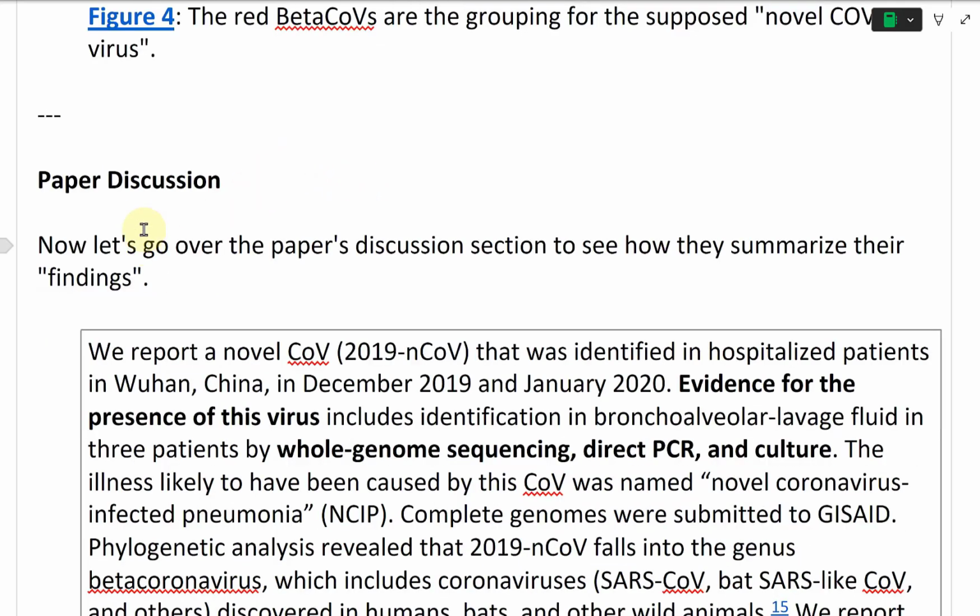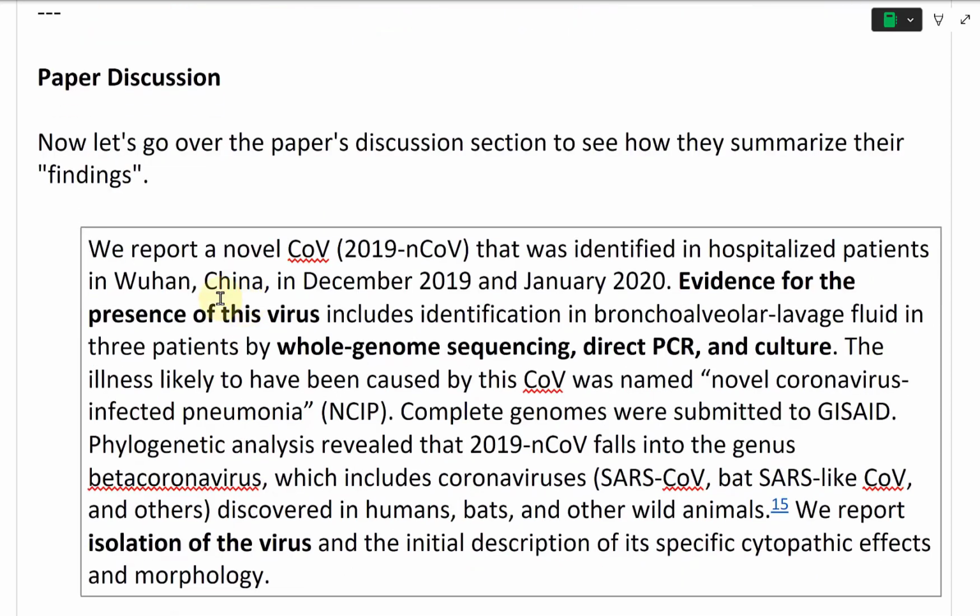Alright, and now let's take a look at the paper discussions, the last part of the paper, and then I'm going to start summarizing everything. Now let's go over the paper's discussion section to see how they summarize their findings, or the quote findings.